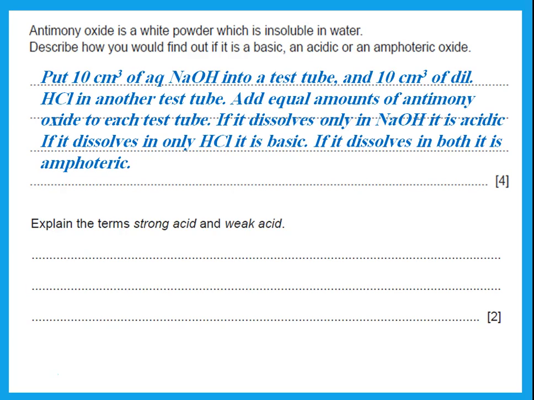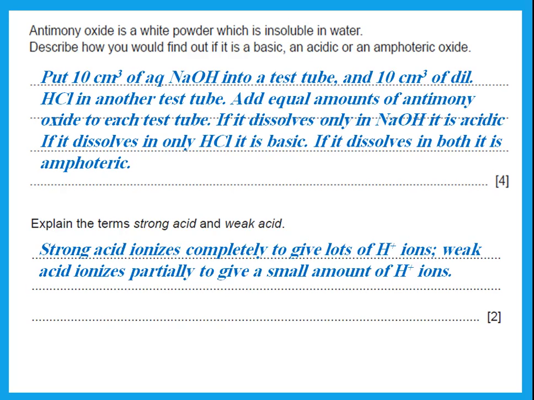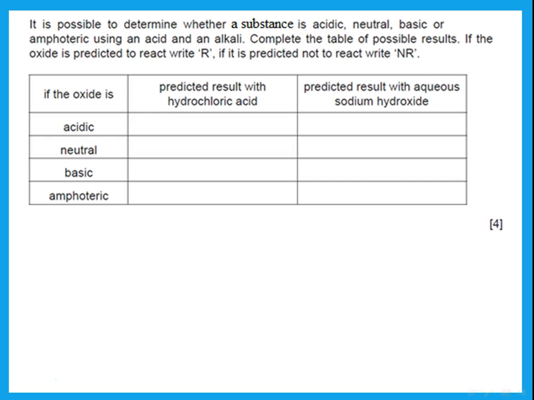Okay? Explain the terms strong acid and weak acid. When he says explain the terms, he wants the definition. Remember, strong acid ionizes completely to give lots of H plus ions. Weak acid ionizes partially to give a small amount of H plus ions.